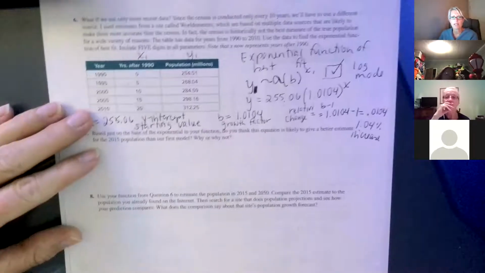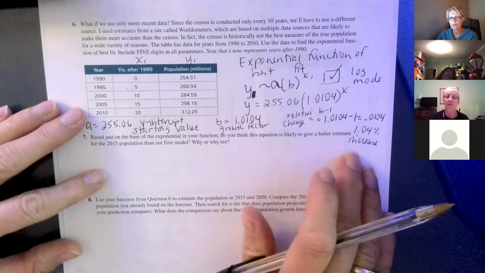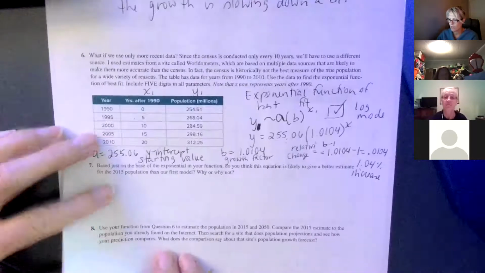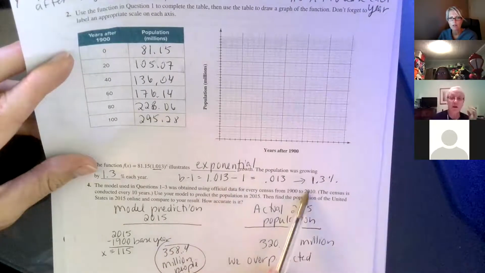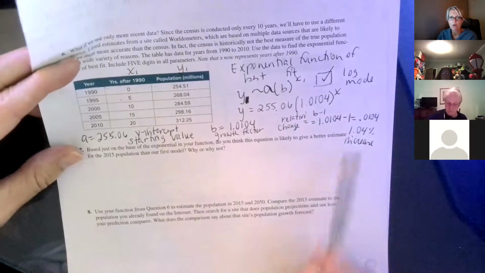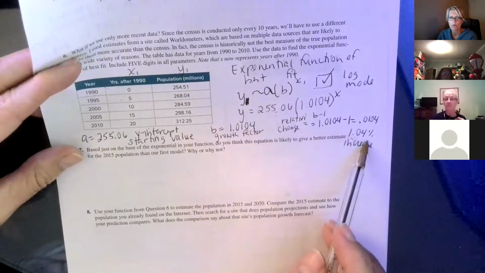Okay, ladies are caught up with me. So does everybody see where we no longer have 1.3% growth, what we had on the front here, where we had in our first model? Now, our current year's data tell us that we're only growing in population by 1.04%.